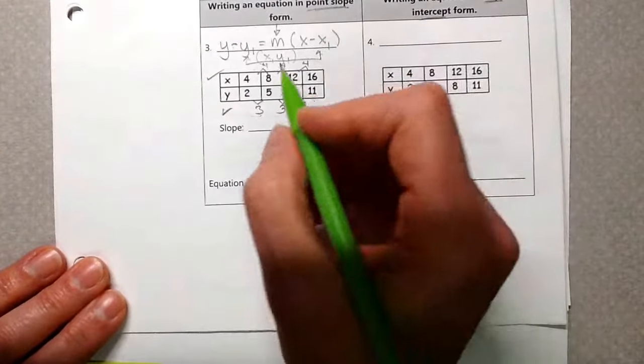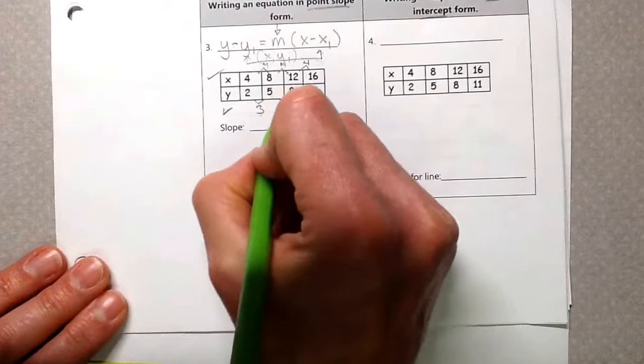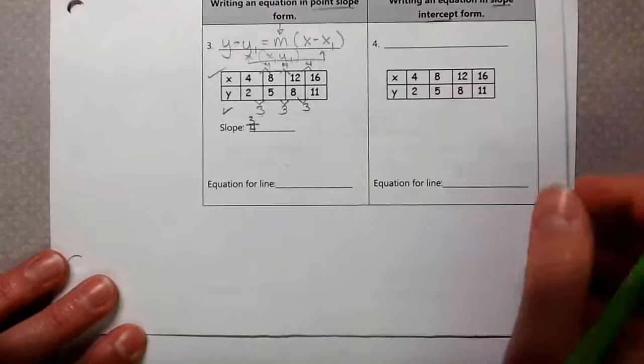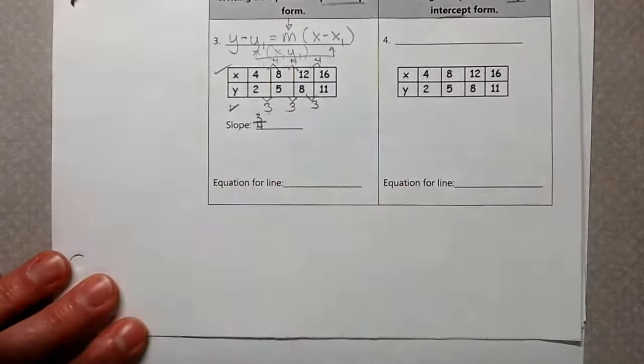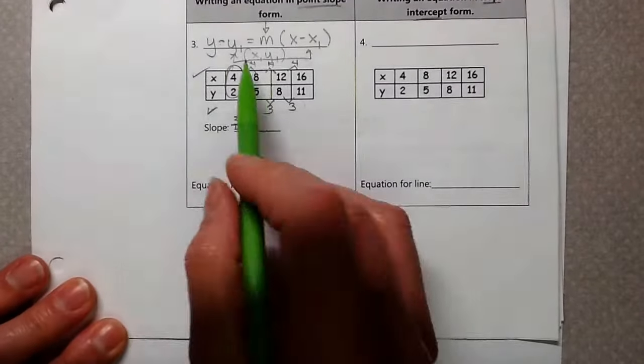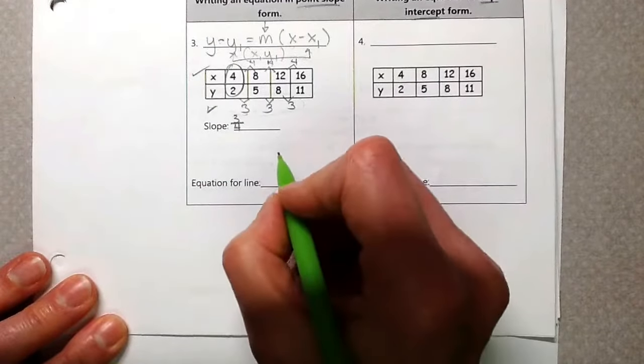Slope is rise over run, so we put the difference in the y's in the numerator, so my slope is going to be 3 over 4. Okay, now we can choose any point that we want. So let's just choose one point. Let's choose this 4, 2. And we'll substitute it back into this equation.